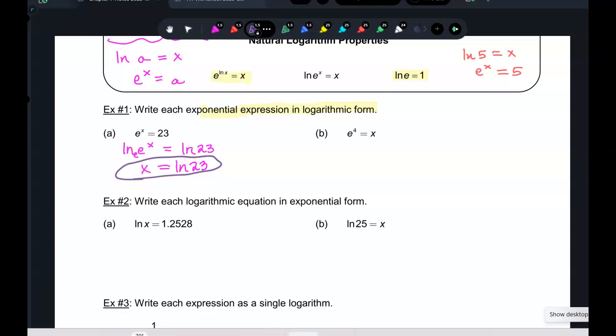Okay, what can we do with this one? We're going to take the natural log of e to the 4th equals the natural log of x. Whatever we do to one side, we do to the other.